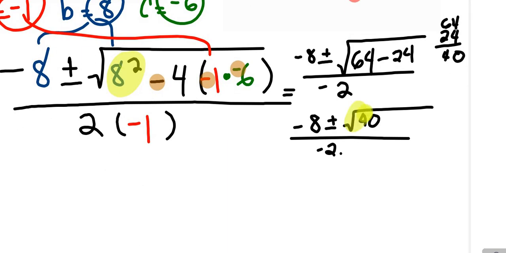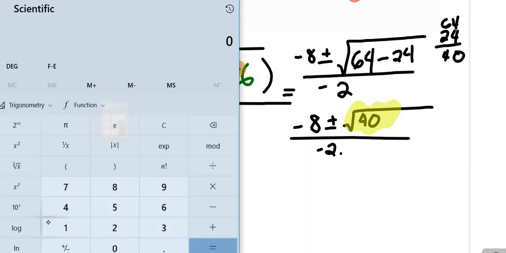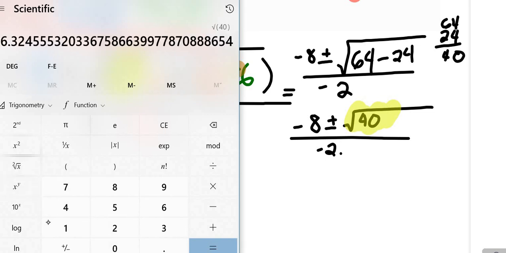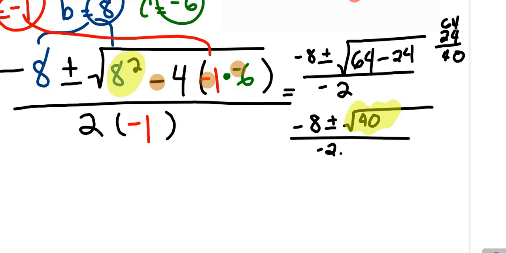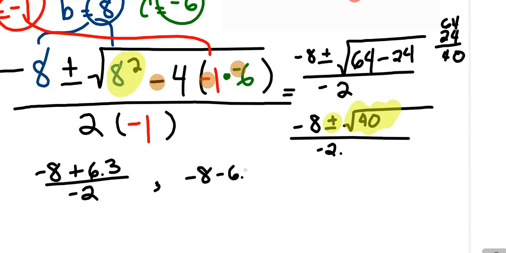At this point, since negative 40 is not a perfect square, this is where you get to use a decimal. So on your calculator, I'm simply going to do the square root of 40 and round it to the tenths place, which is 6.3. So I have two versions, because there's always two intercepts because of the plus or minus. So that's going to be negative 8 plus 6.3 over negative 2, and then negative 8 minus 6.3 over negative 2.